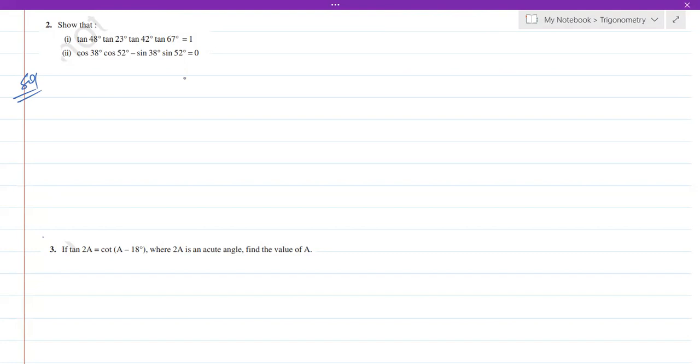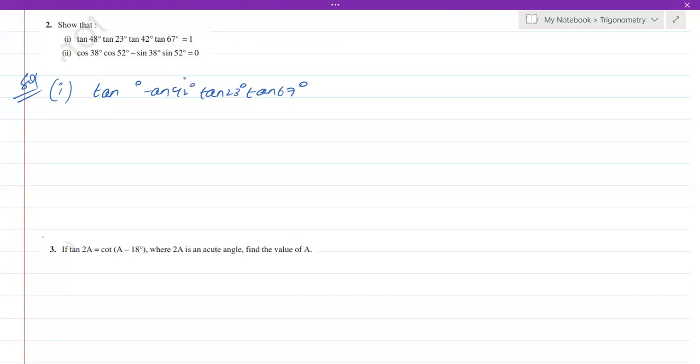So what we are going to do is arrange first. How we are going to arrange is according to the complementary angles. Tan 48. What is the complementary of 48? 42. So write that first. Then tan 23. Then comes tan 67. So what we have done is we have made the complementary pairs. 48 and 42 are complementary. 23 and 67 are complementary.